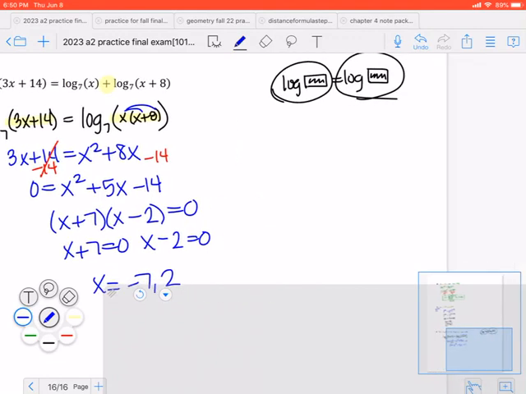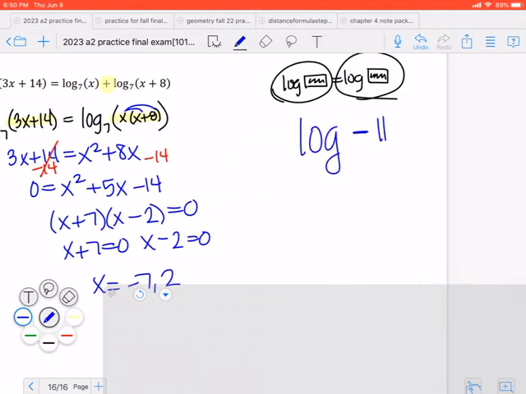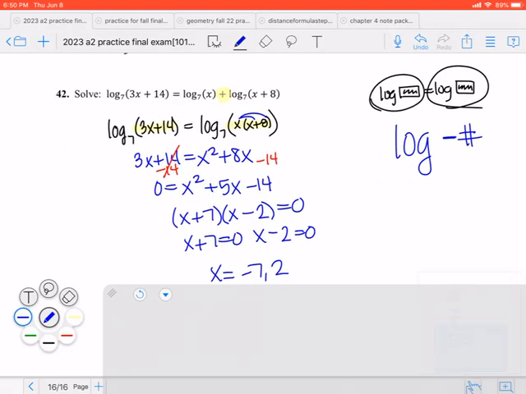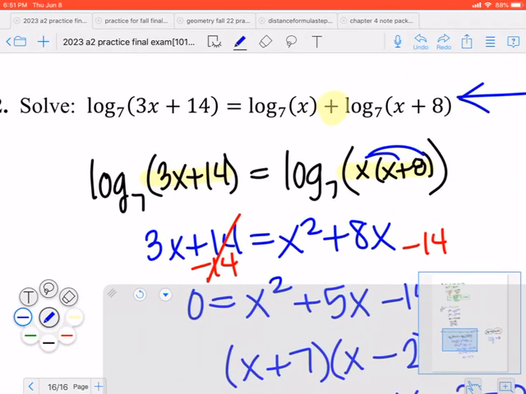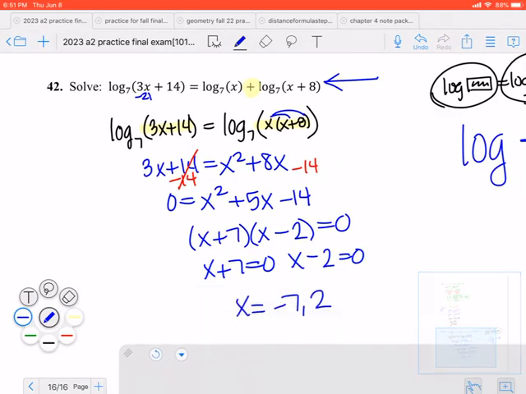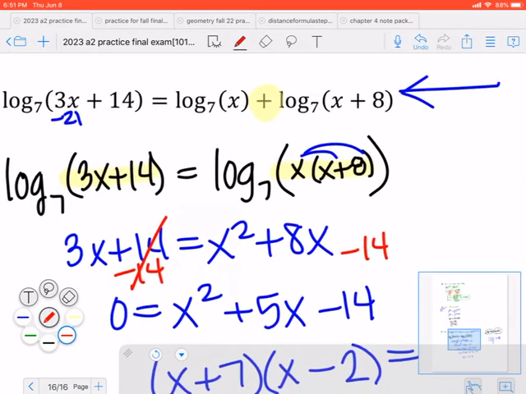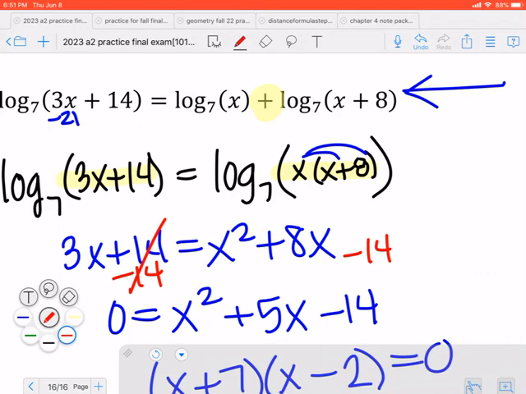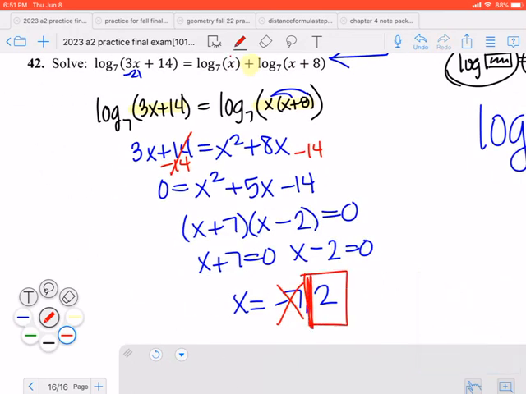Now remember, you can't have the log of a negative number. So I'm going to quickly go, you would always go back to the original and try both of your numbers to see if any of them give you a log of a negative number. So if I plug in negative 7, that would be negative 21 plus 14, which is a negative number. So the negative 7 is not going to work. And then you can see if I plug in 2, we would just have 6 plus 14, a 2 there, and a log of 10 there. So the 2 is fine, but our negative 7 is not going to work.